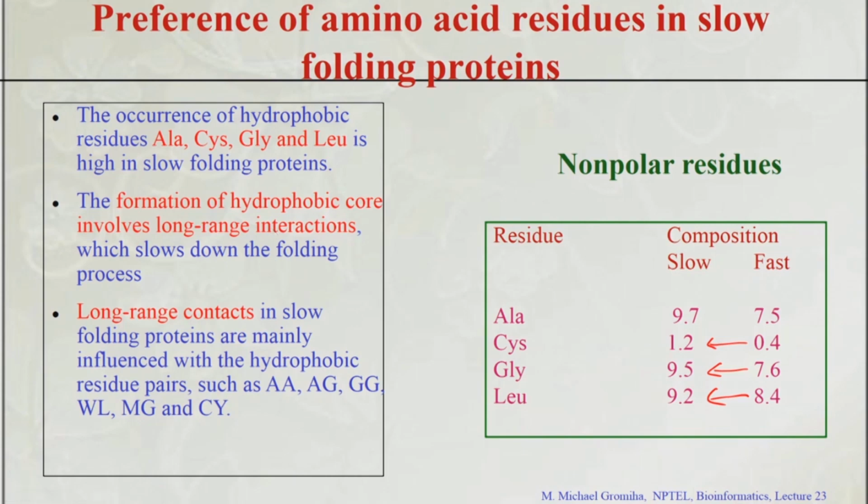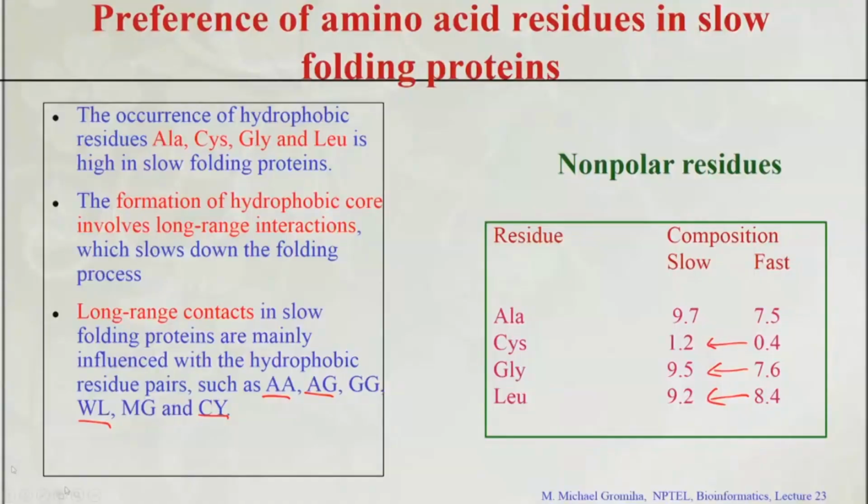The formation of this hydrophobic core involves long range interactions, and this is how it slows down the folding process. Then we look at the contacts in the slow folding and fast folding proteins. You can see the long range contacts in slow folding proteins are mainly influenced by hydrophobic pairs. See alanine alanine, tryptophan leucine, alanine glycine, cysteine tyrosine. The contacts between the hydrophobic residues are more in the slow folding proteins compared with fast folding proteins.